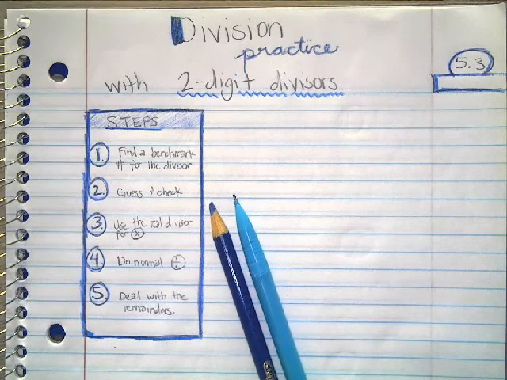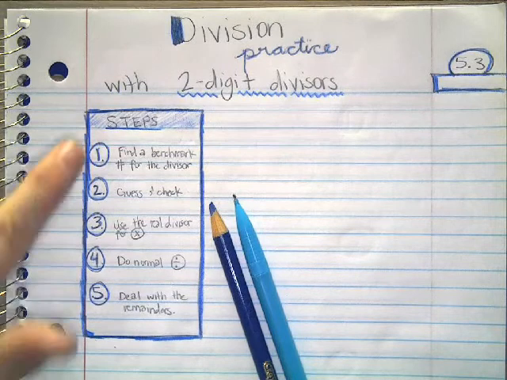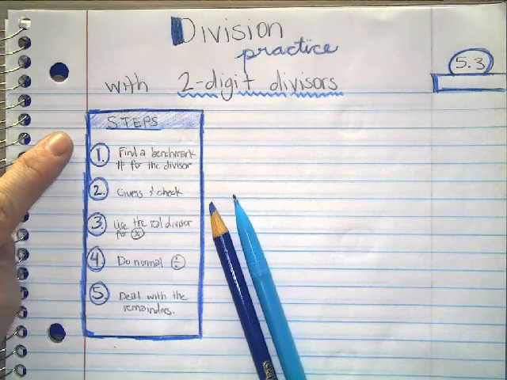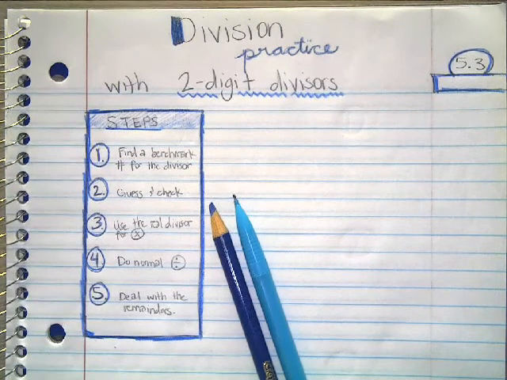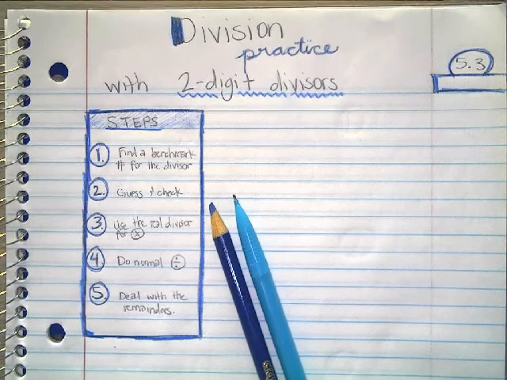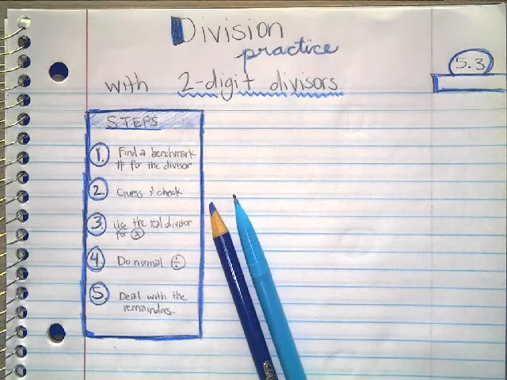Go ahead and set up your journal to look like this. You need to have all 5 of the steps written, and then you can push pause on the video and resume it once your journal looks like mine. Okay. So the 5 steps to working with division with two-digit divisors are: step 1, find a benchmark number for the divisor. Remember, that's a number that ends in 0.